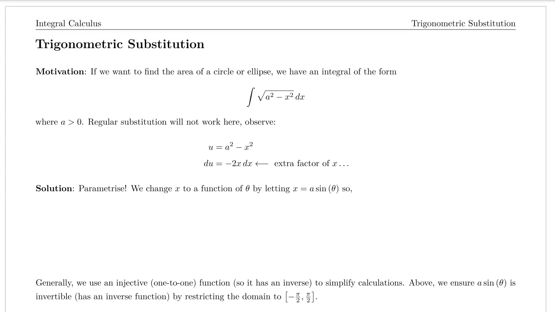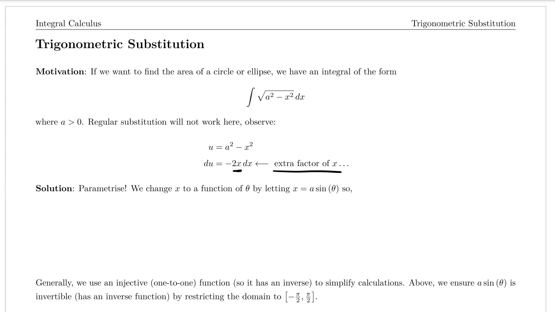Observe, if we let u equal a squared minus x squared, if we take the derivative, we get du equals negative 2x dx, and what ends up happening is we have this extra factor of x that doesn't appear in our original integral. So the solution is that we parametrize. We change x to a function of theta by letting x equal a sine of theta.